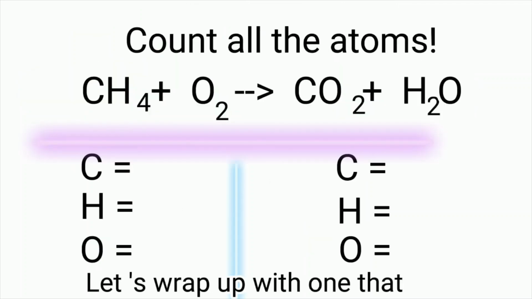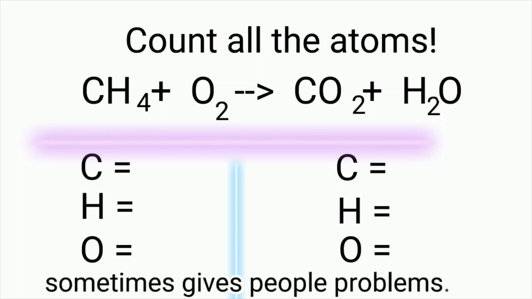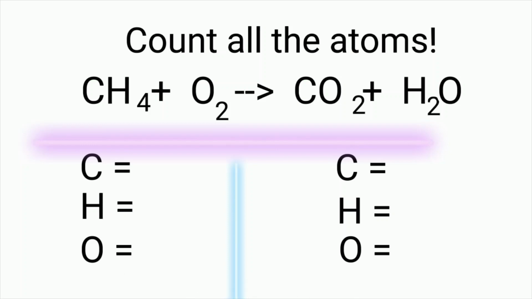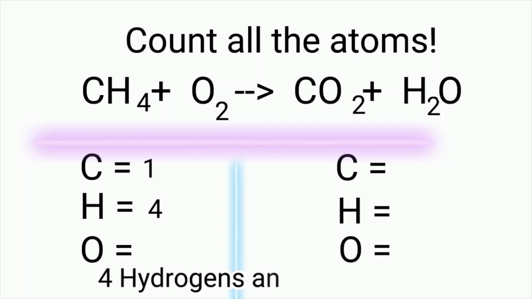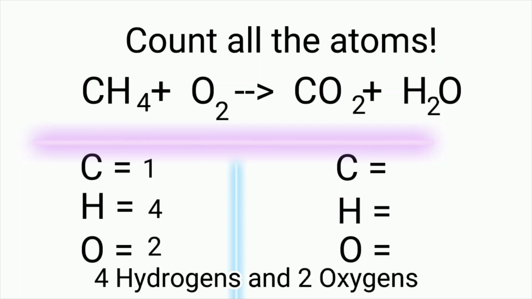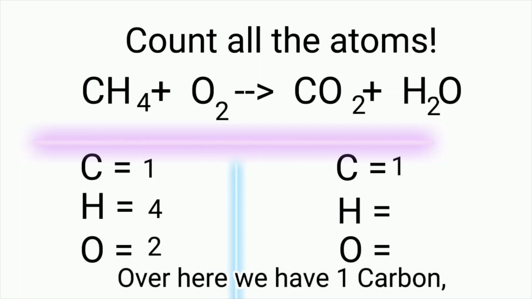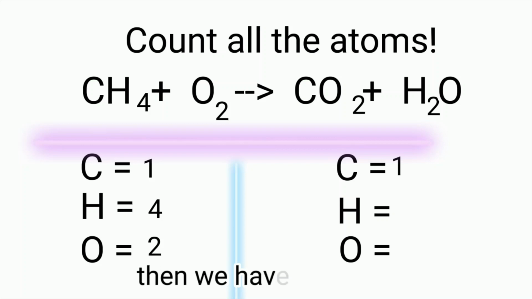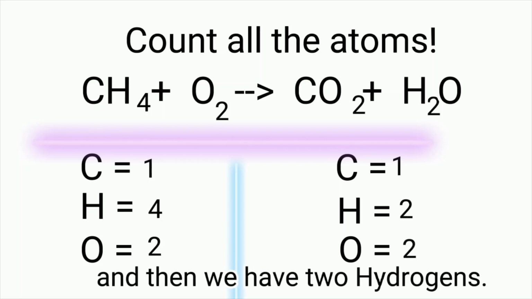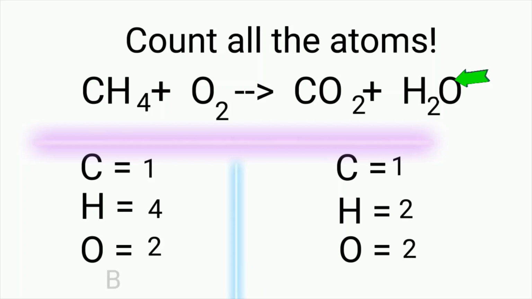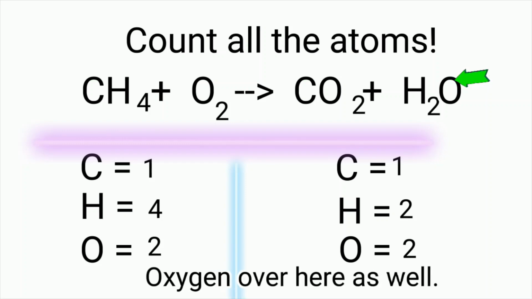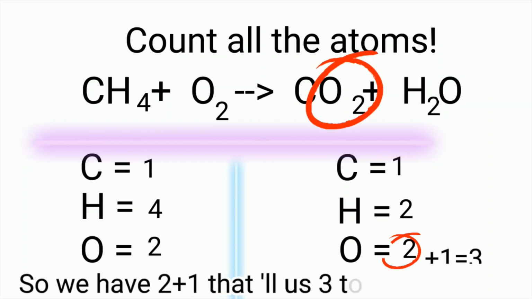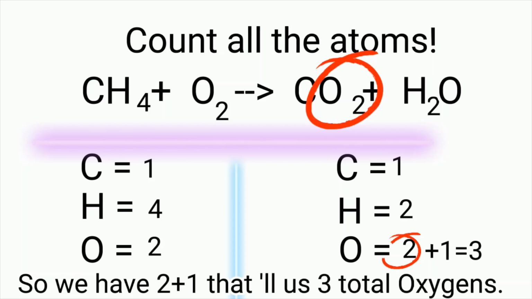Let's wrap up with one that sometimes gives people problems. So we can see we have 1 carbon, 4 hydrogens and 2 oxygens. Over here we have 1 carbon, then we have 2 oxygen, and then we have 2 hydrogen. But be careful, we have to count this oxygen over here as well. So we have 2 plus 1, that will give us 3 total oxygens.